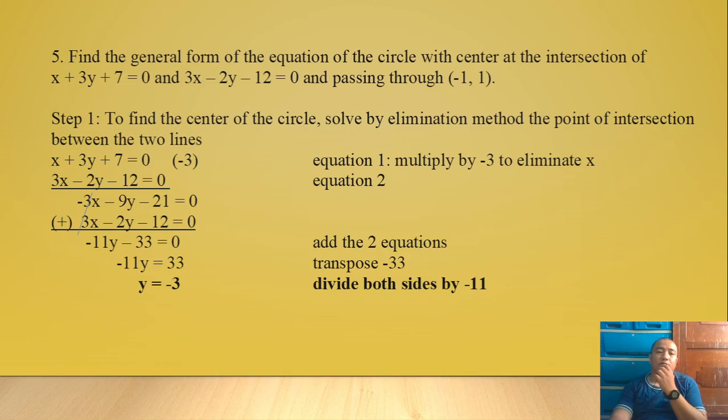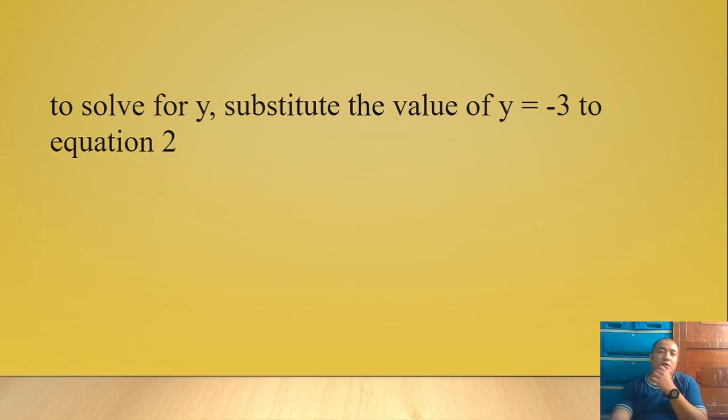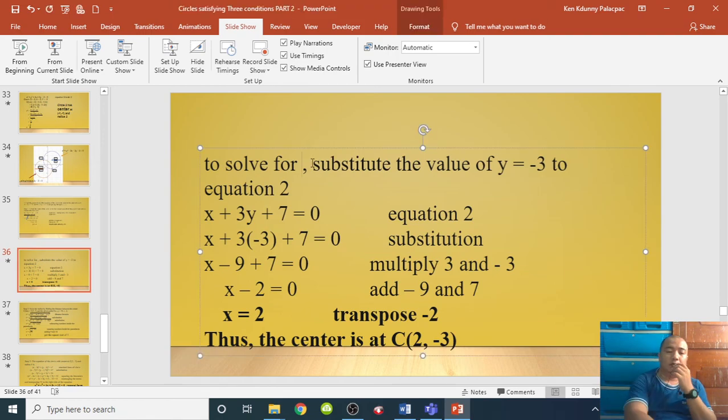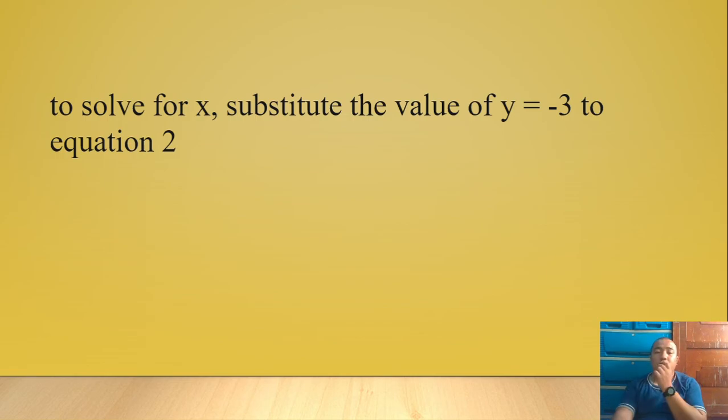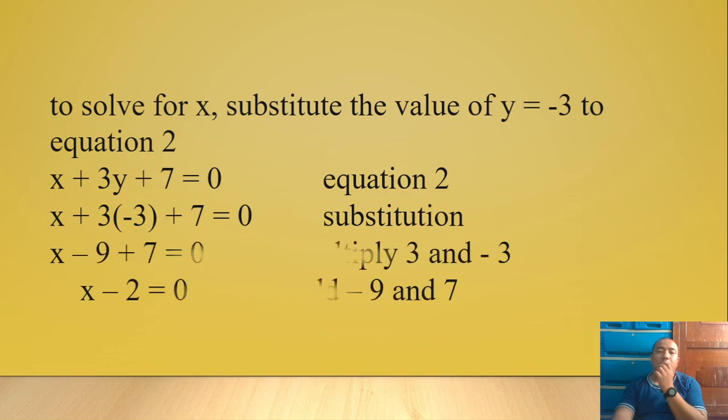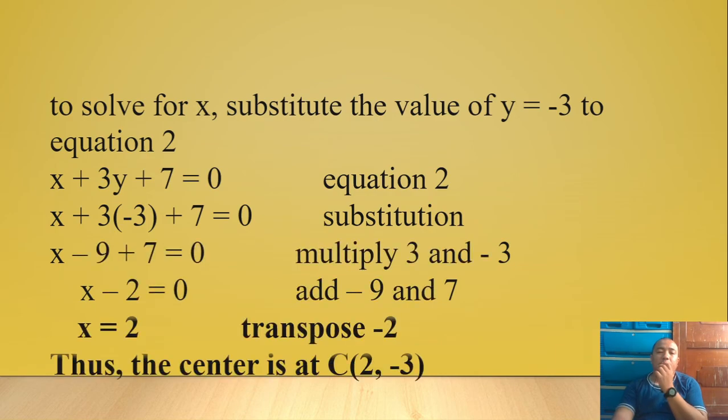Now to solve for x, let us now substitute the value of y, which is negative 3 to equation 2 or 1. So for equation 1, we have x plus 3y plus 7 equals 0. Substitute y by negative 3. X minus 9 plus 7 is x minus 2 equals 0. So therefore x equals 2. So thus the center, which is the point of intersection of the two lines, is at 2, negative 3. Yan yung center ng circle natin ngayon.